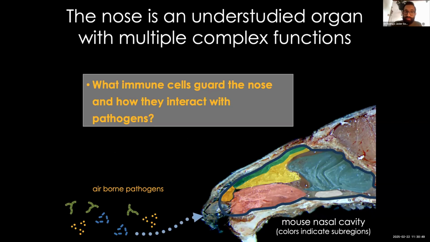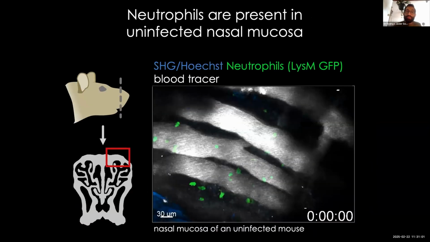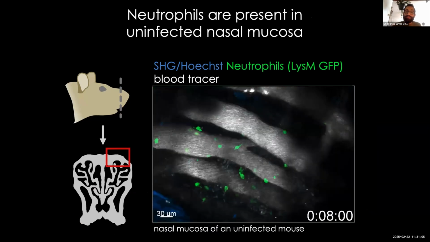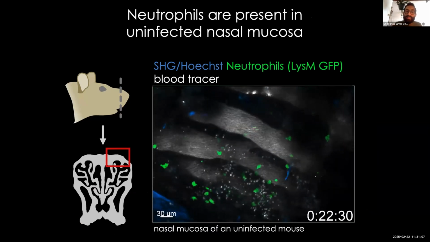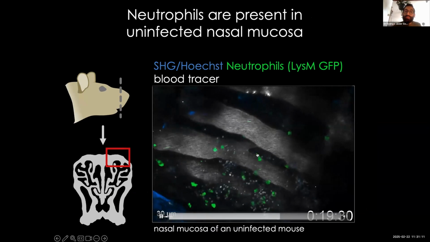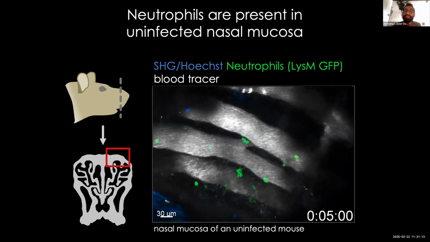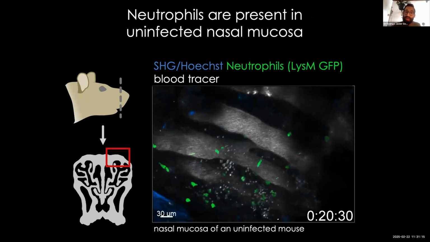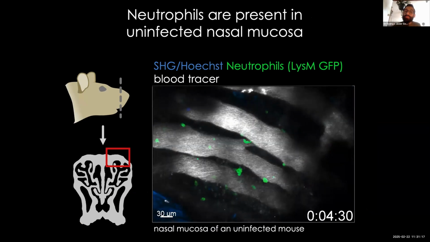And to answer this question, I designed an intravital model to track the dynamics of cells in the nasal mucosa. And the most interesting finding can be summarized in this video that I'm going to show you right now. What you see here is the nasal mucosa with neutrophils in green and blood vasculature in white. What I want you to notice is the large number of neutrophils that are in the extravascular space of the tissue. And this is interesting because this is an untreated animal.